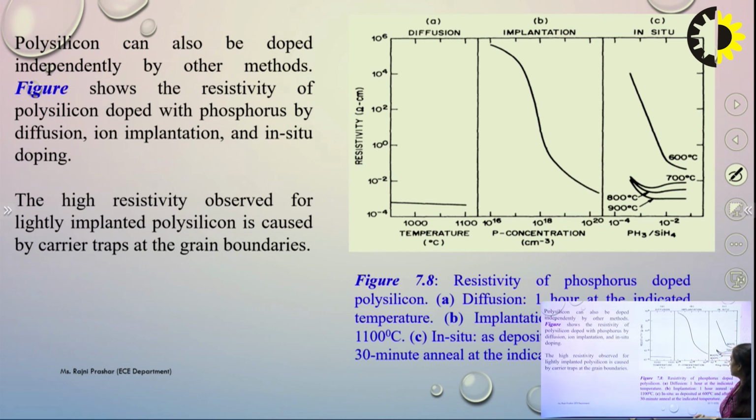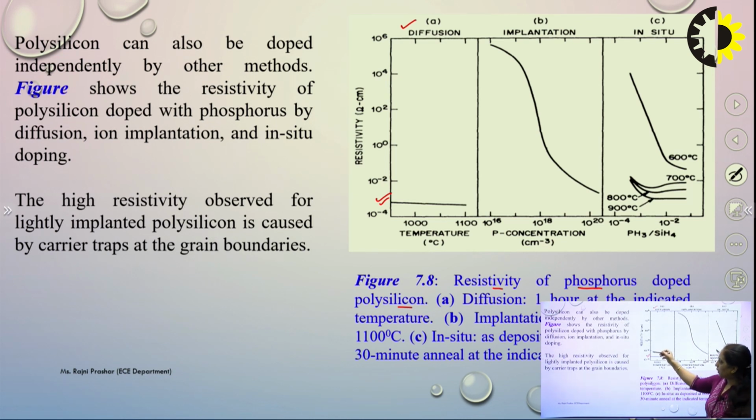This graph is made to show the resistivity of phosphorus-doped polysilicon. This polysilicon can also be doped independently by another method. Here we can see polysilicon doped with phosphorus by diffusion, ion implantation, or in situ doping, and the resistivity is observed. If your polysilicon is doped by phosphorus using the diffusion process, we have this much resistivity.